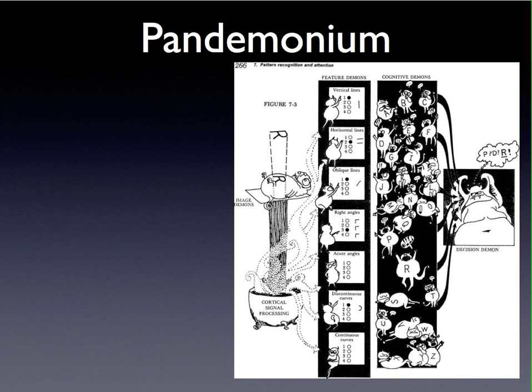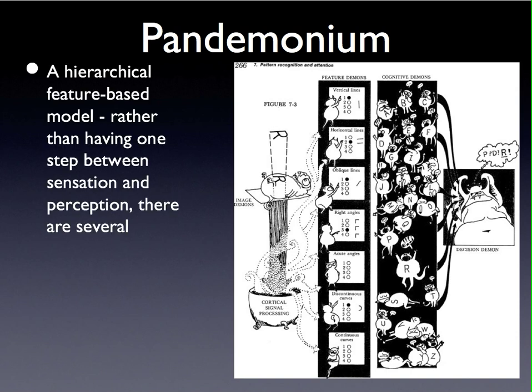So another model that falls in with this feature idea is called the pandemonium model. And this is sort of the main model in object recognition. And it's a hierarchical-based model. So rather than saying there's one stop between sensation and perception, we say that there's several. So imagine you're doing some reading and you see a letter and you want to decide what letter that is. And so there's many steps between actually perceiving the letter.